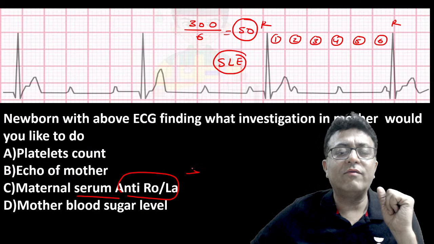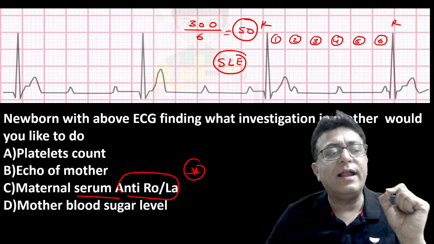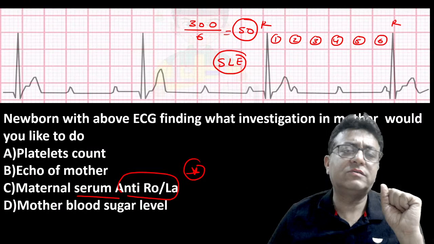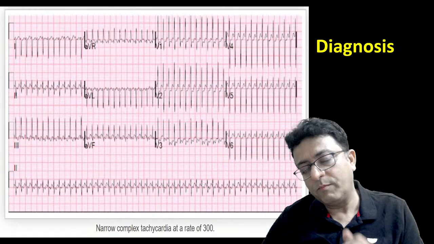My friend, remember this concept. In this ECG, SLE leads to complete heart block. How do you diagnose it? Anti-Ro and anti-La antibody in the mother. So remember this. This is one of the probable questions for your exam. Answer this: diagnosis. Put your answer in the comment box.